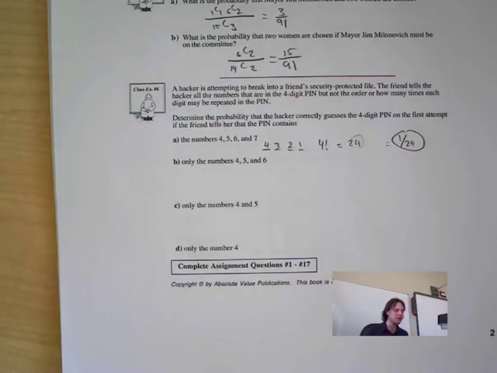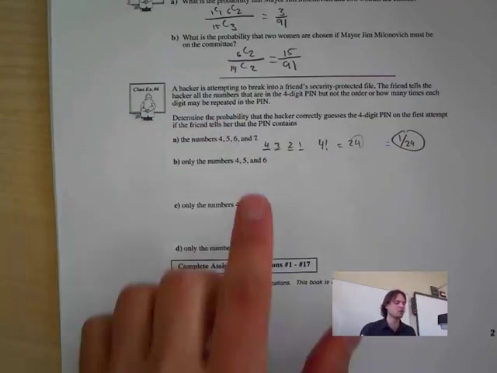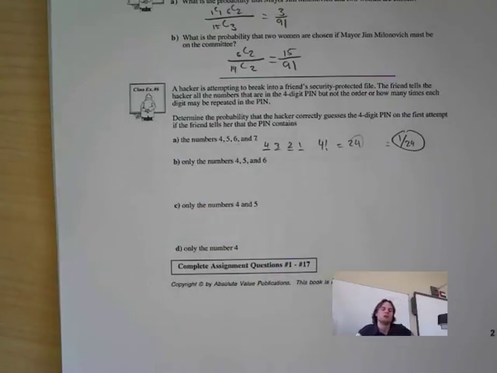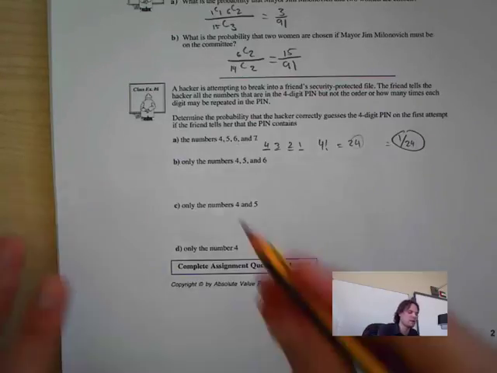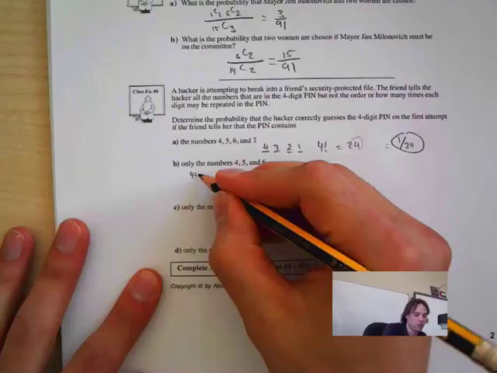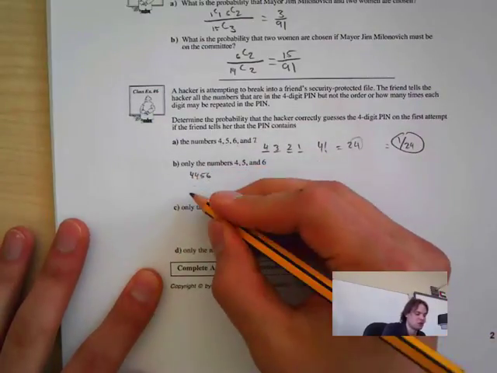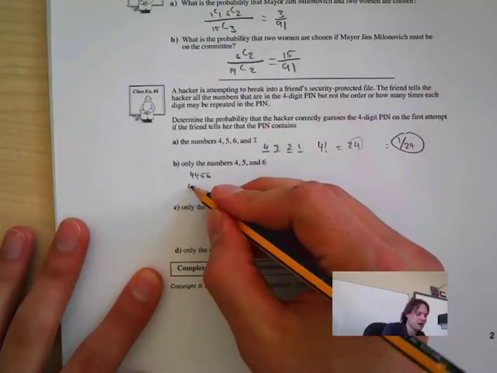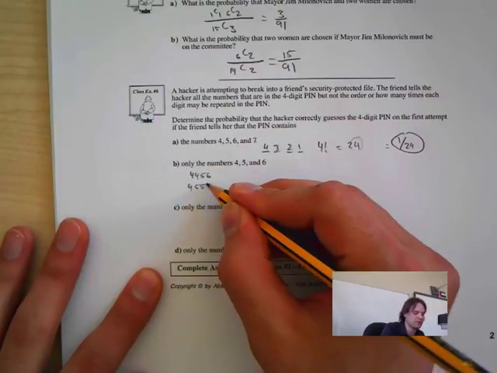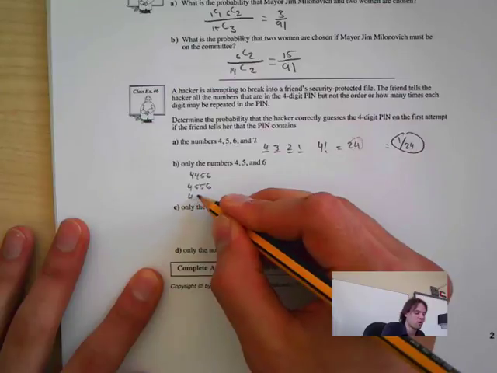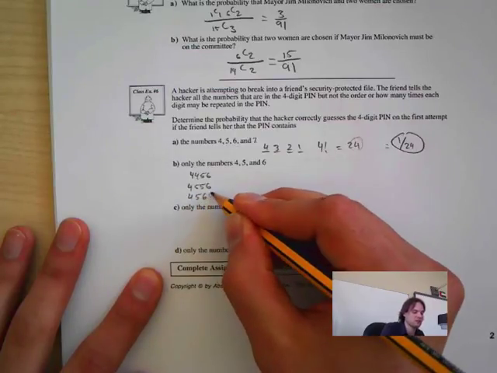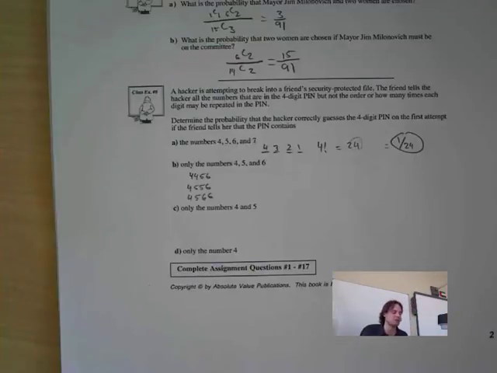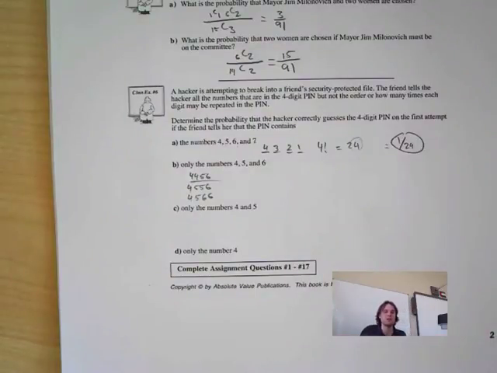Okay? Now, the next one says only the numbers 4, 5, and 6. So we only have 3 numbers, but it's a 4-digit code. So that means one of those numbers is repeated. Well, which one is it? It could be 4, 4, 5, 6. It could contain 2 4s. It could contain 2 5s, a 4 and 2 5s. It could contain a 4, a 5, and 2 6s. So it could be any of these. But this isn't the exact order it could be in, is it?